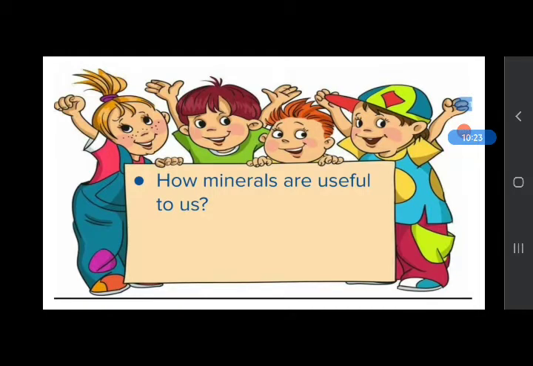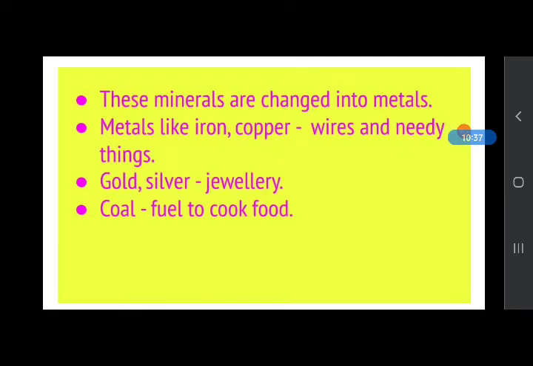And how are minerals useful to us? We have different minerals like coal, iron ore, gold, copper ore, and these are used for different things. We use iron to make machines and other things. We use copper to make wires, and we make different things from the minerals that we get from mining, such as body parts of planes, buses, cars, ships, wires and pipes. And we make jewelry from gold and silver, and we use coal as a fuel.